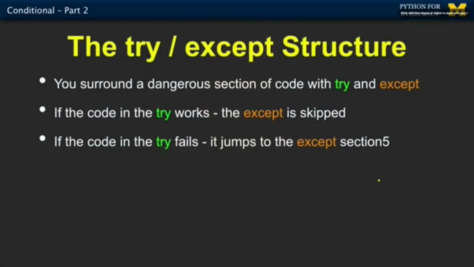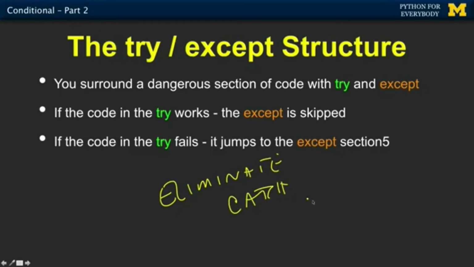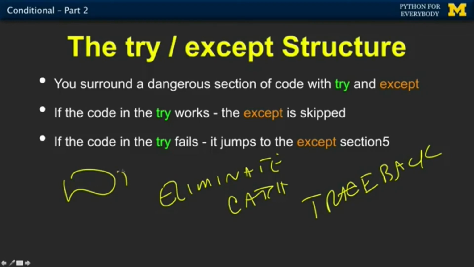And so this is a way to eliminate or catch a traceback, something that would otherwise be a traceback. That's what this is for. So if you got some line of code and you know that this might blow up and have a traceback, then you use try except around it. Okay? So let's take a look at something.